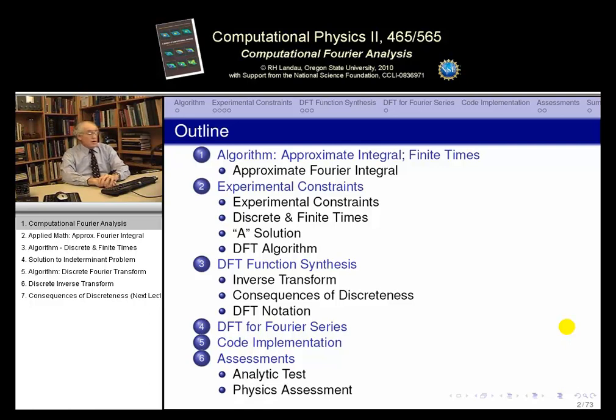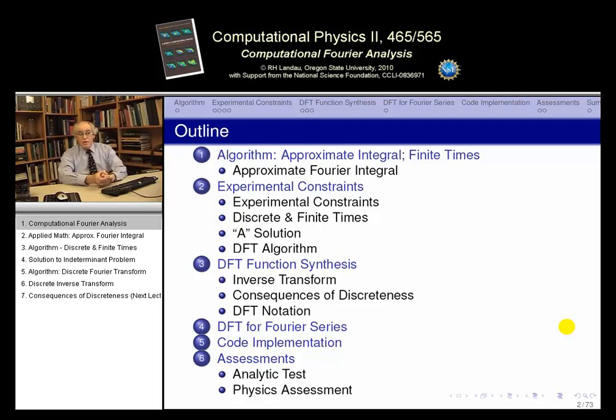You can study this. We'll talk about the algorithm, and then we'll talk about the consequences of the fact that we're dealing with real experimental measurements, and that introduces some constraints on the mathematics. That's a fascinating subject, data analysis, statistics. We'll talk a little bit about that. Then we'll talk about how you use the discrete Fourier transform, the DFT, to synthesize a signal.